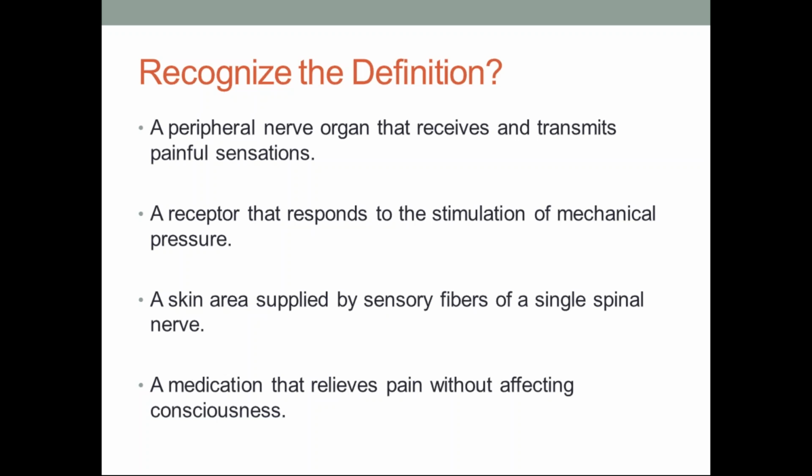Mechanoreceptors. That was plain language. A skin area supplied by sensory fibers of a single spinal nerve. Oh, y'all got that one. Dermatome. Good. A medication that relieves pain without affecting consciousness. Analgesic. Good. Okay. When it affects your consciousness, they're called opioids.